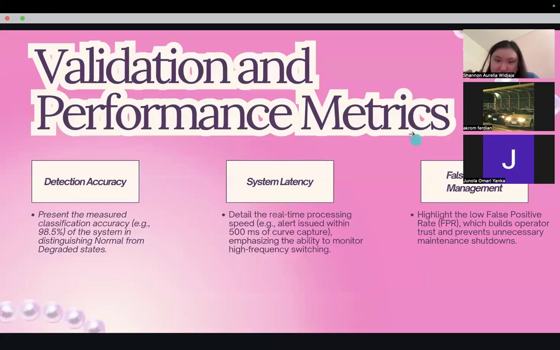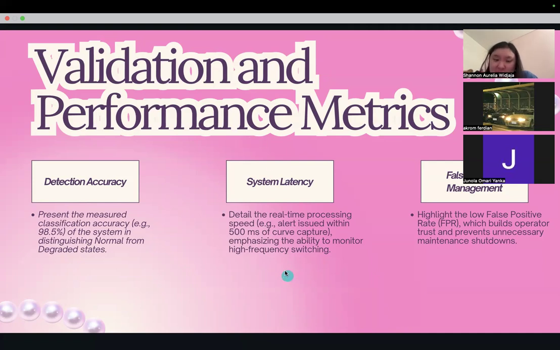So here's the validation and performance metrics used in the paper. It's divided into three parts. The first is detection accuracy, second is system latency, and the third is false positive management. So in the detection accuracy, it presents the measured classification accuracy. For example, 98.5% of the time the system distinguished normal from the degradation states.